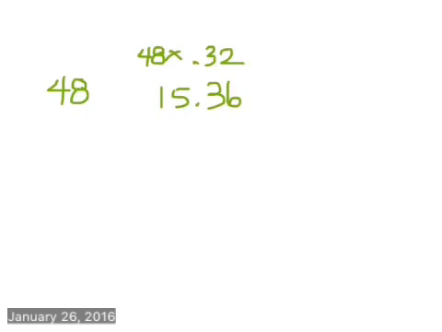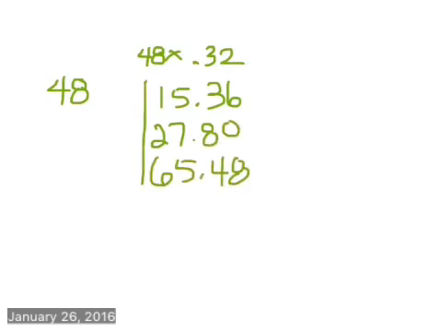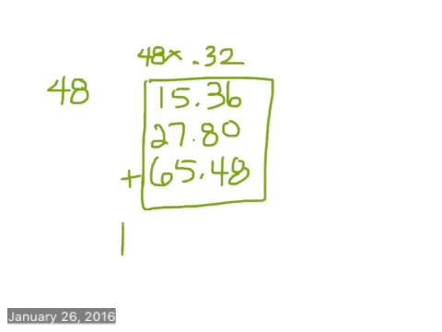Then the meals part of it is $27.80, and the hotel room was $65.48. The only numbers that you add are those three there. You do not include the miles traveled. Okay? You do not include the miles traveled when you're doing that, so that number does not get included in the total cost. So when you add those together, for number 2, what do you get? $108.64.